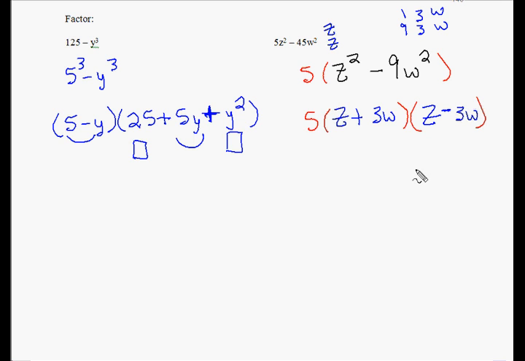So that is how you factor the difference of perfect squares. Remember to always look for something common first.